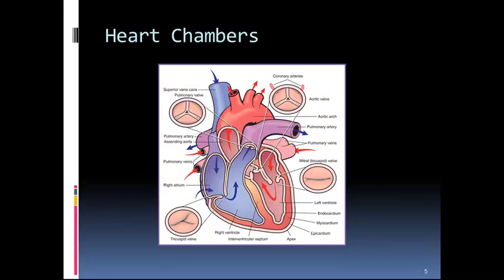There are four main chambers of the heart. There is the right ventricle here, the right atrium, the left atrium, and the left ventricle.